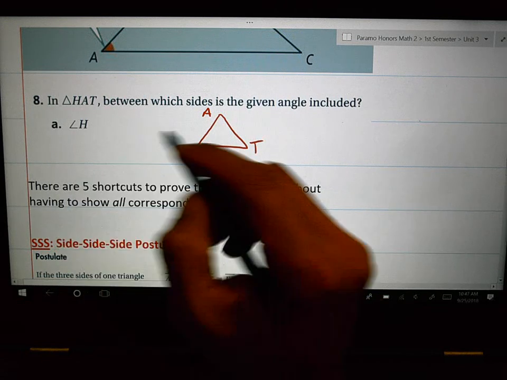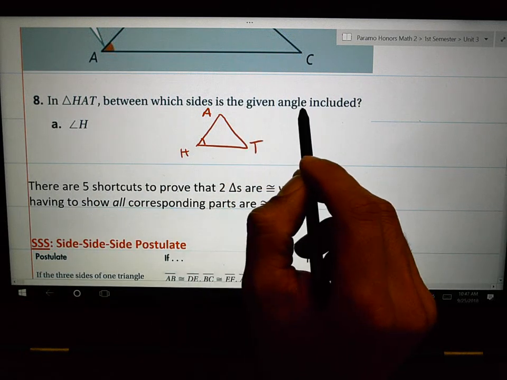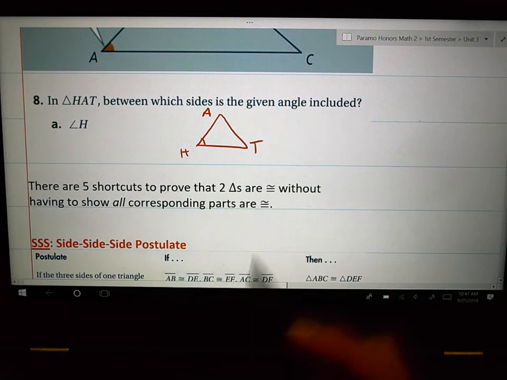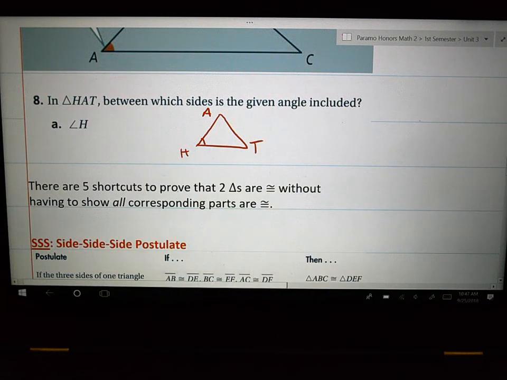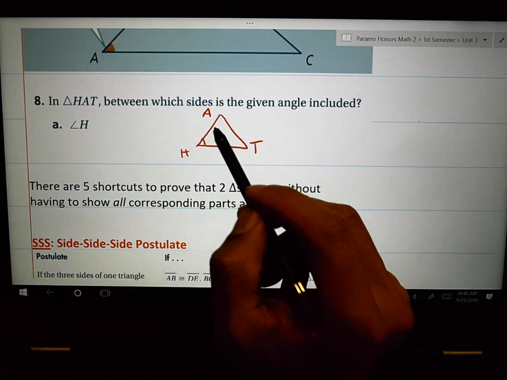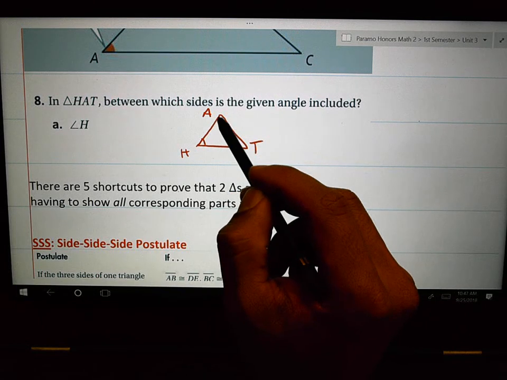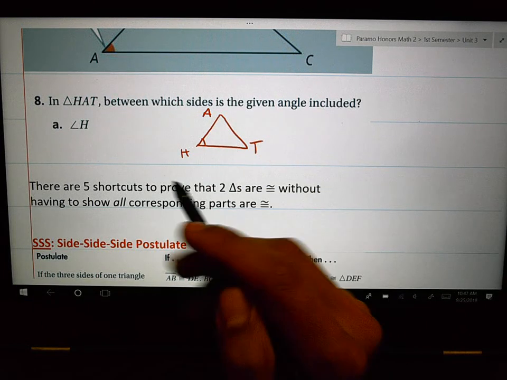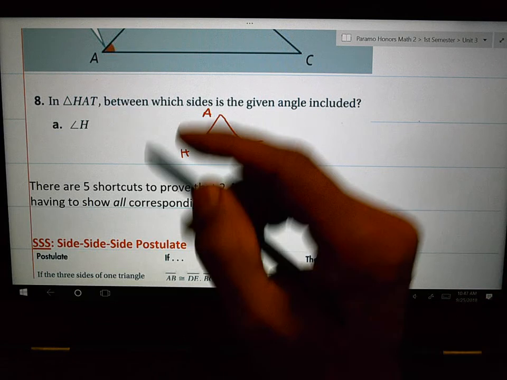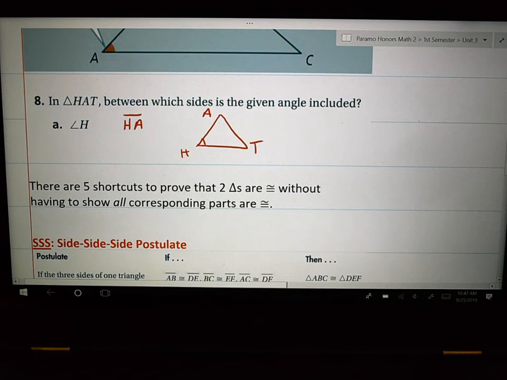And they're talking about angle H. The given angle is included between which sides? I hope you can tell what it is. But don't just say angle H-A or whatever. Make sure you put the segment bar on top. Segment HA.